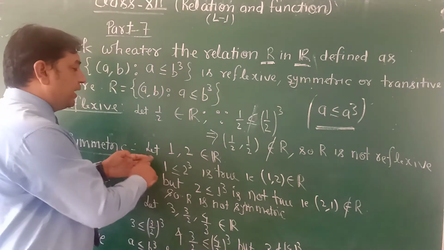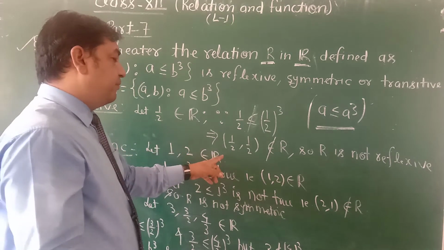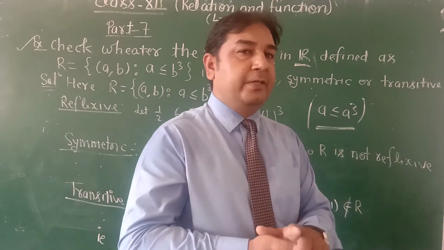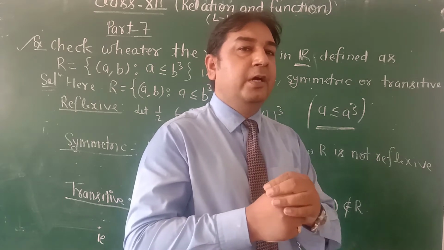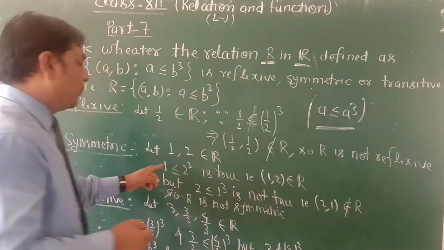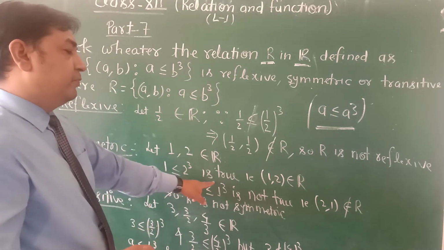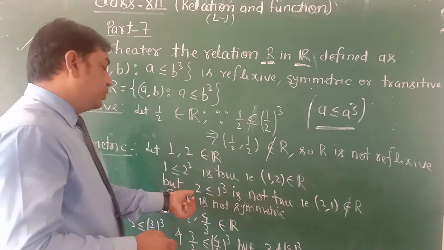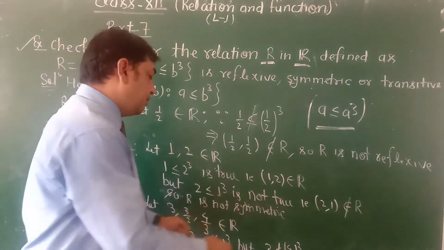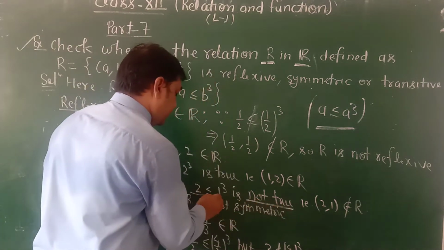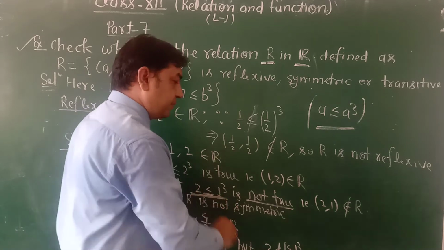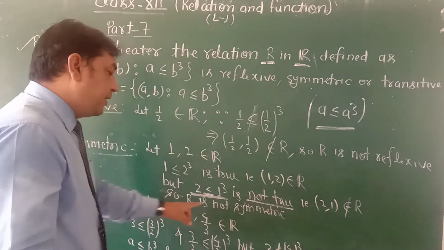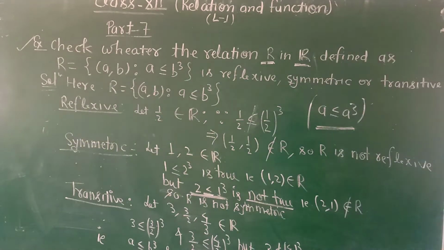Similarly, we take two elements, 1 and 2, belonging to the set of real numbers, because to show a symmetric relation we have to take two arbitrary elements. So I have taken 1 and 2. 1 is less than or equal to 2 cube is true, that is, (1, 2) belongs to R. But 2 is less than or equal to 1 cube is not true. That is, (2, 1) is not an element of R. So R is not symmetric.